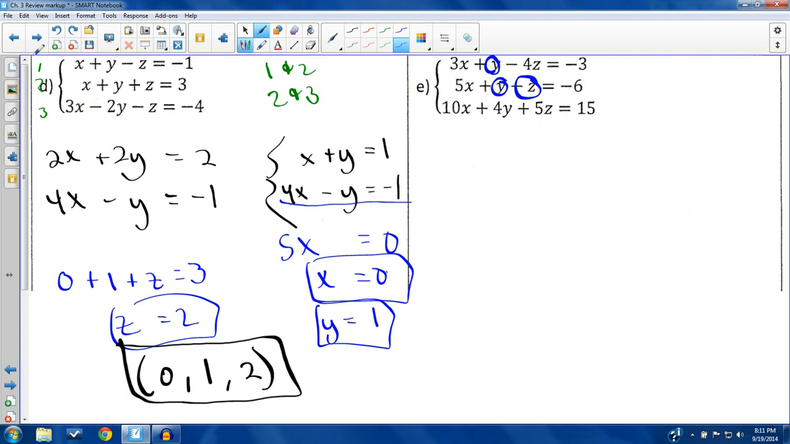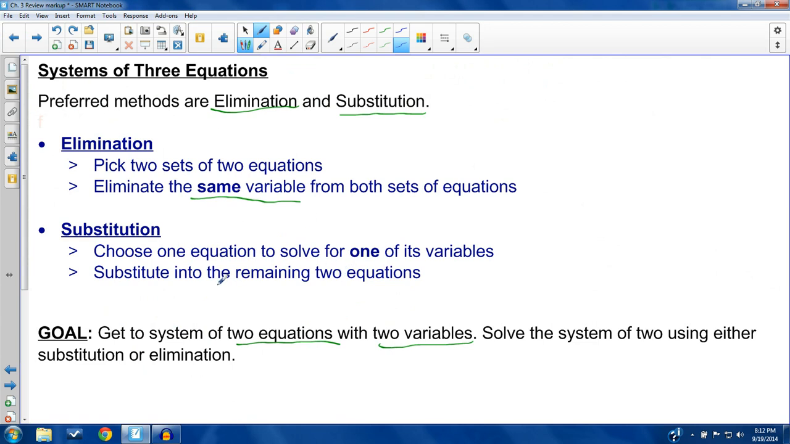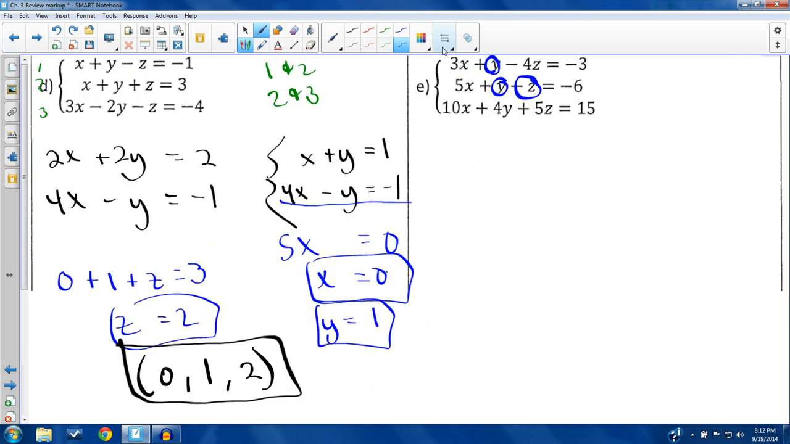So looking back at substitution, my goal is to get to a system of two equations with two unknowns, and solve the system using either substitution or elimination. As I told you, by the end I'm going to still use substitution no matter how messy it gets. I know I'm sticking through it. Let's see how we do. I want to solve for this y, which means subtract 3x and add 4z. So I get y equals -3x plus 4z minus 3.